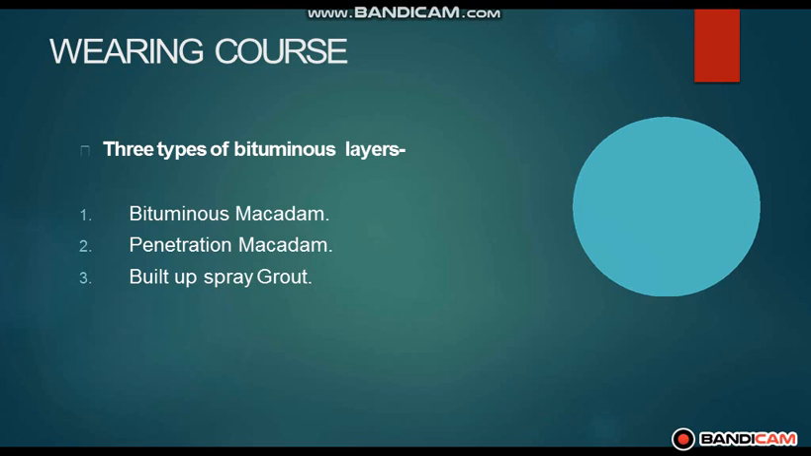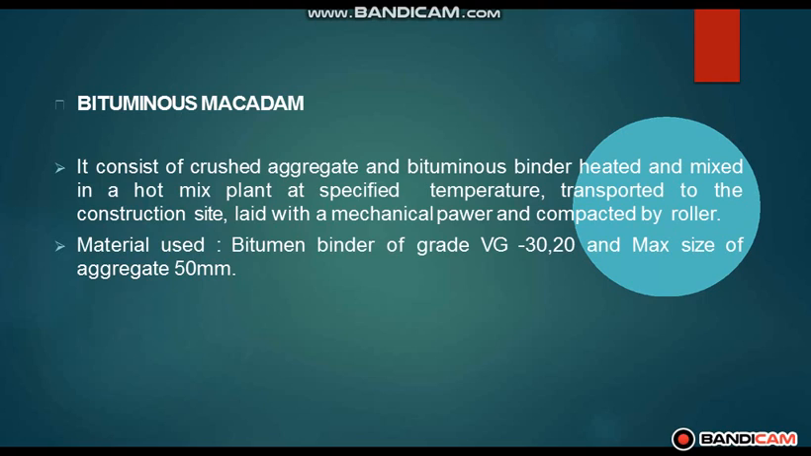Wearing course. Three types of bituminous layers. So the first one, bituminous macadam, then penetration macadam, built-up spray grout. Bituminous macadam. It consists of crushed aggregate and bituminous binder heated and mixed in a hot mix plant at specified temperature, transferred to the construction site, laid with a mechanical paver and compacted by a roller. Material used: bitumen binder of grade VG 30, and the maximum size of aggregate is 50 mm.